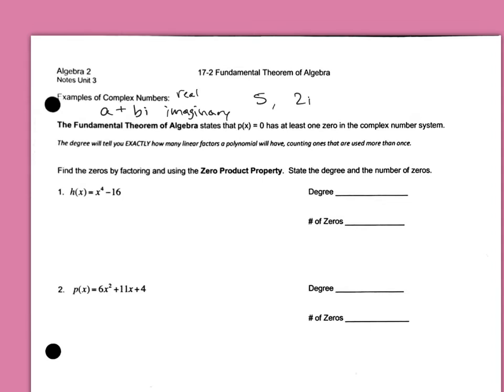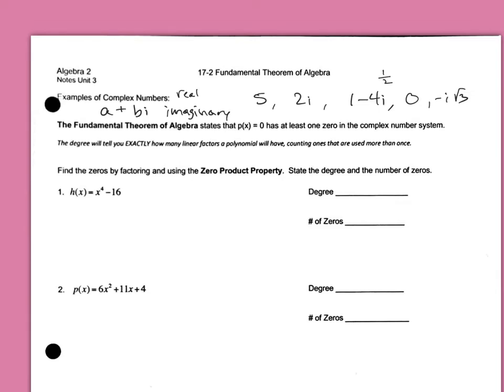2i. 2i is considered to be pure imaginary, but it's also complex. Then, of course, we can put them together. 1 minus 4i, 0. We can also throw in some radicals, negative i radical 3. We could have a fraction, like 1/2. So you kind of get the idea. Really, basically, complex number is pretty much everything.